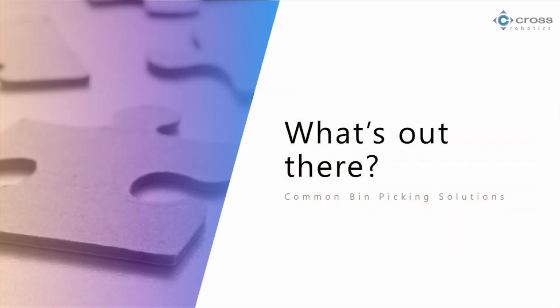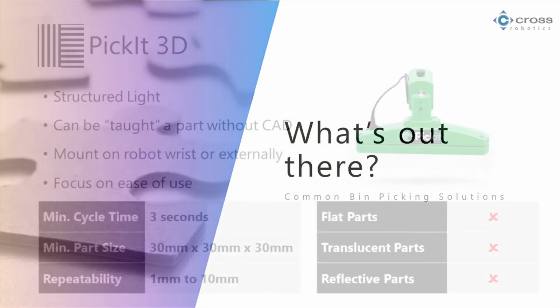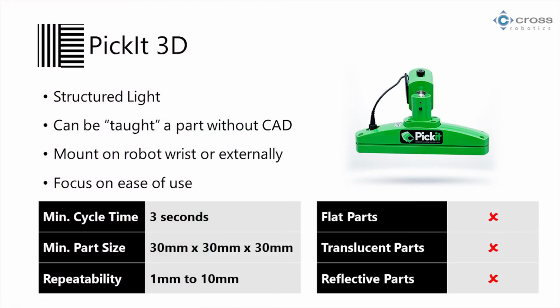So what's out there? Pickit 3D, some of you might have heard of this, especially if you've been looking into the URs. This is a structured light sensor. You can teach it a part without any CAD. It's got some different learning engines in it. You can mount it on the robot wrist or stationary, like we have that unit mounted there. Their focus is on ease of use.